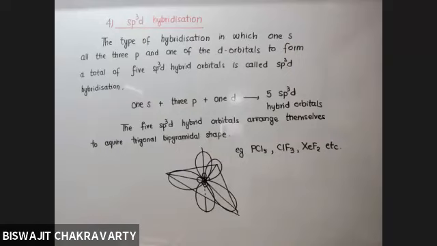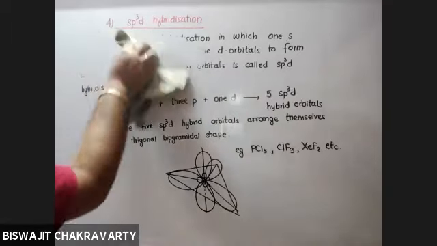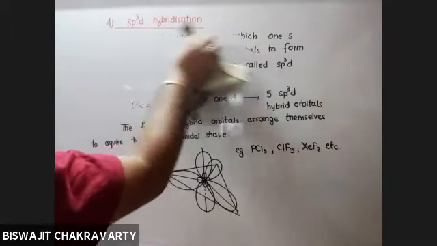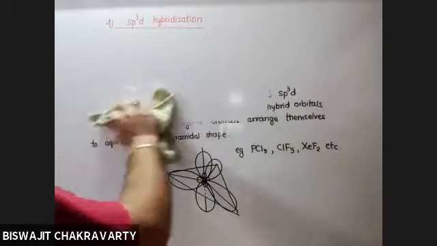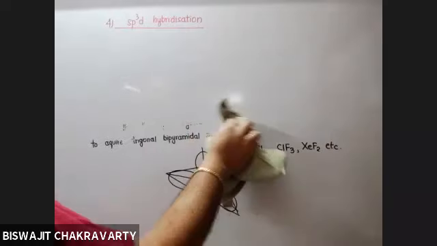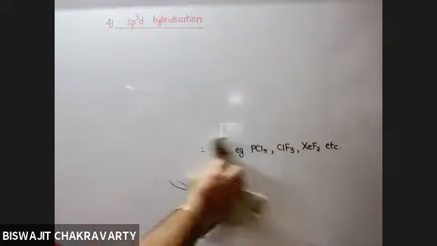Done? Can I proceed? Can I go to the example of PCl5? Yes, sir. So PCl5 is an example of sp3d hybridization. For that, we need to discuss the central atom of PCl5, which is phosphorus, having atomic number 15. And from the formula that I gave you last class, you can make out that phosphorus will be sp3d hybridized.